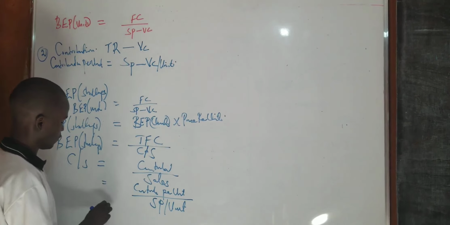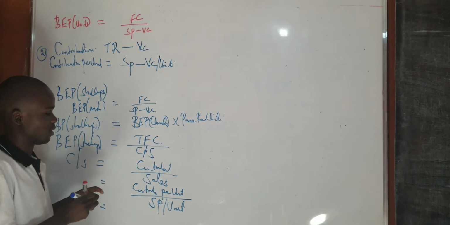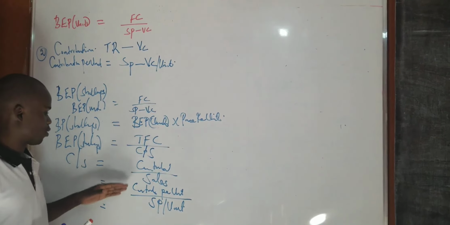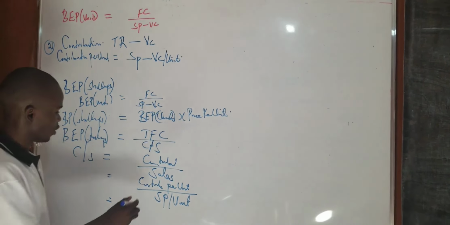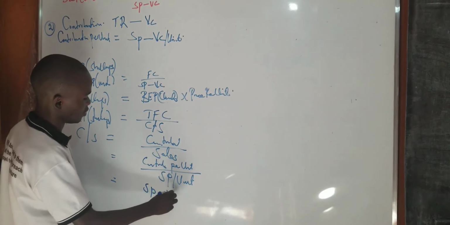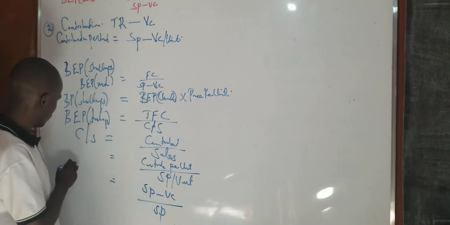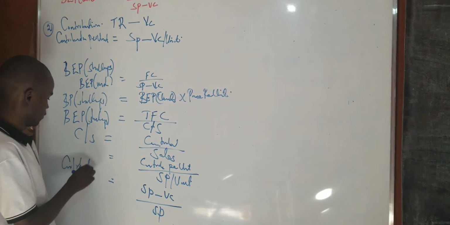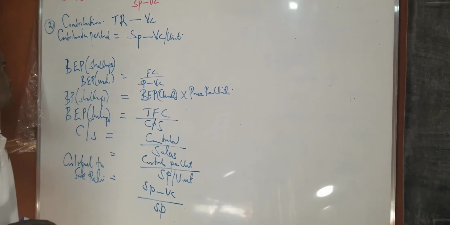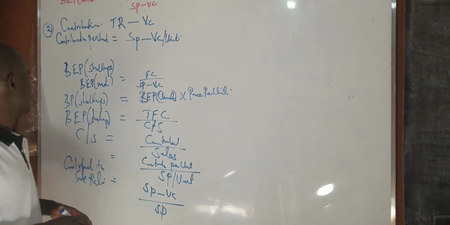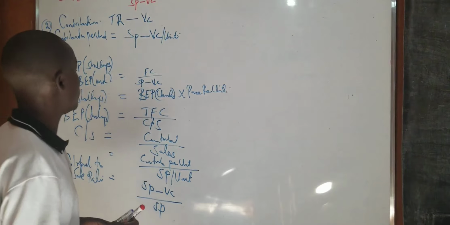So in actual sense, I'm deriving the contribution sales ratio. I'm saying it's the same as contribution divided by sales, or contribution per unit divided by selling price per unit. But we know very well that our contribution equals SP minus variable cost, divided by what? The selling price. So this is the formula of contribution to sales ratio. So we've looked at the BEP in units, the BEP in shilling, and now we are on contribution to sales ratio.